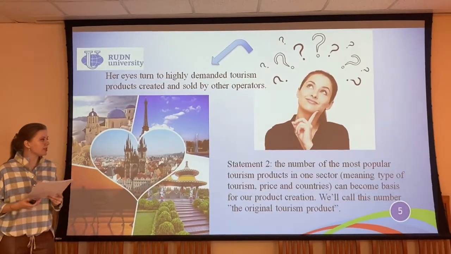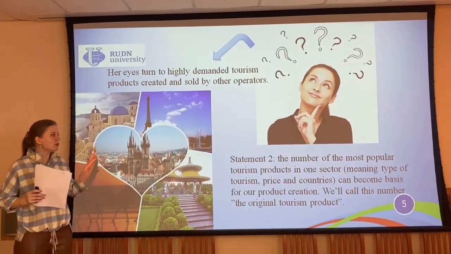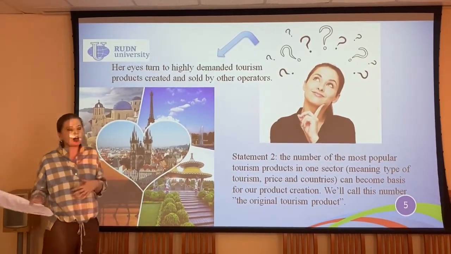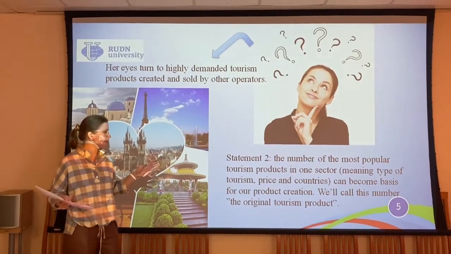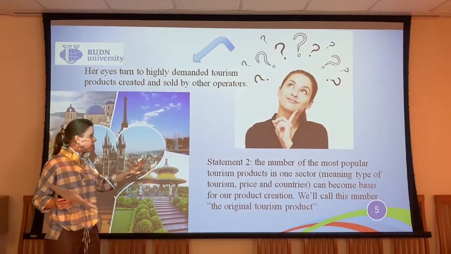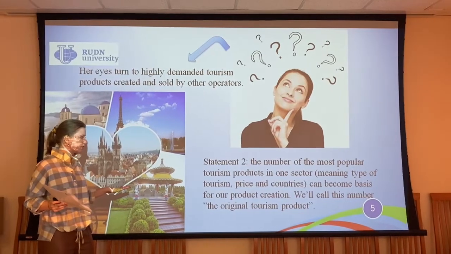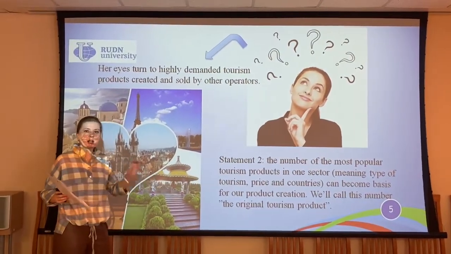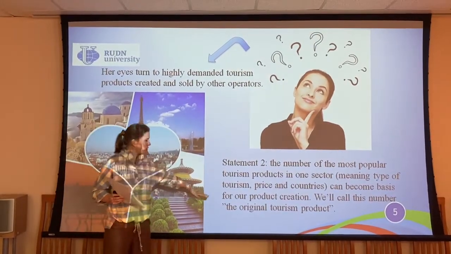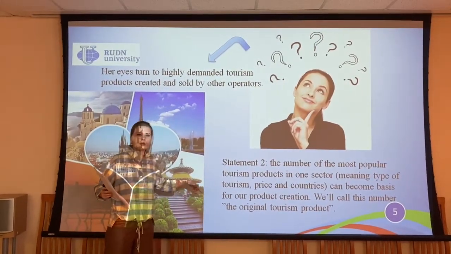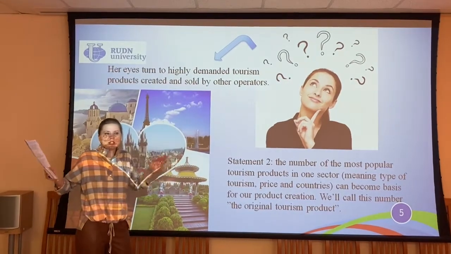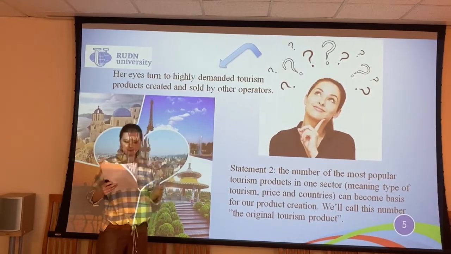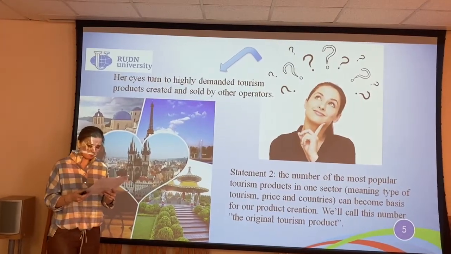So here we have statement 2. The number of the most popular tourism products in one sector, meaning type of tourism, price and countries, can become the basis for our product creation. We'll call this number the original tourism product. Let's see one more time. The original tourism product includes 5, 10, 15 or more of the most popular products. Let's see what to do next.